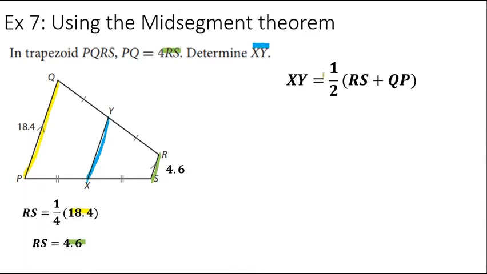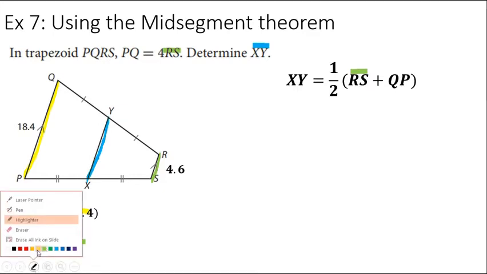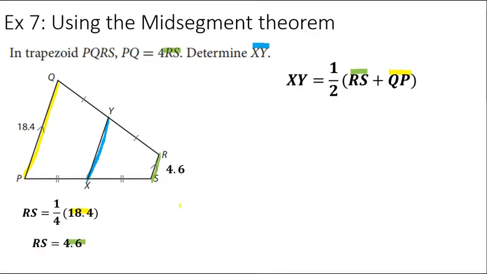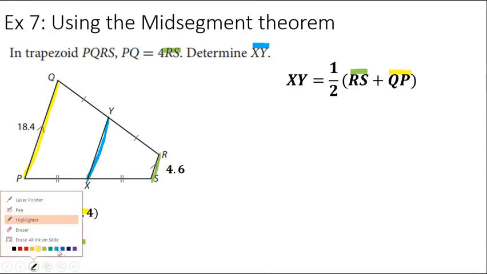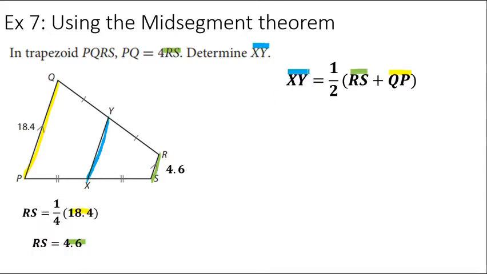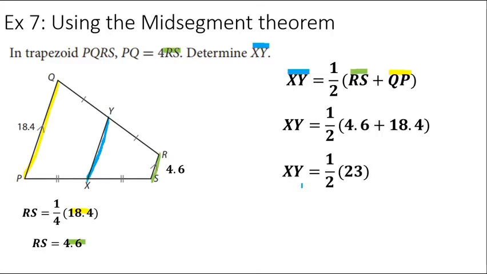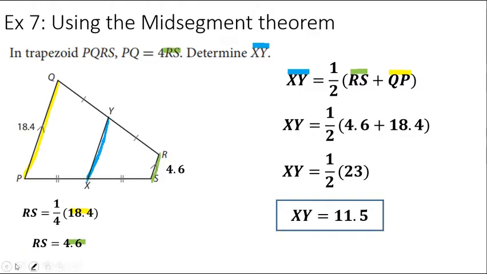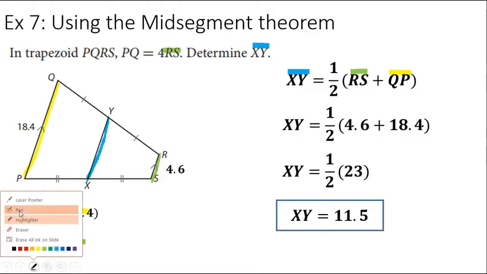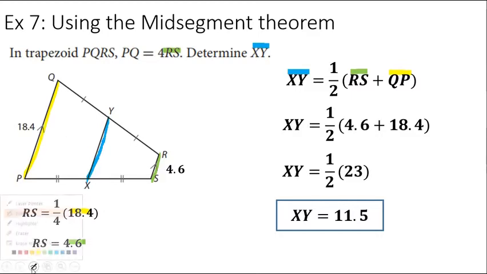So again, RS and QP, those two are given to us, and then we're going to solve for the length of XY. So just substitute in the values. We have RS is 4.6, QP is 18.4. Add them together, that gives us 23. And then half of 23 is 11.5. So that means that XY is 11.5.